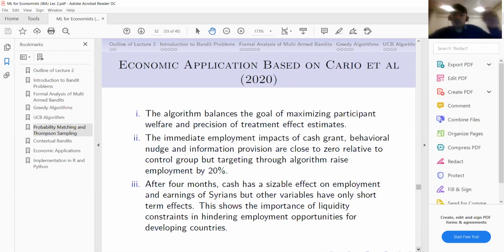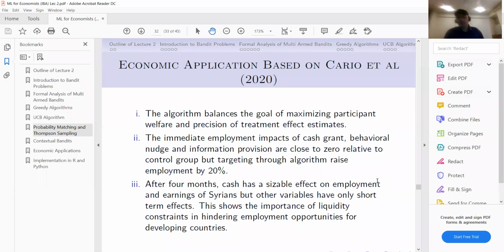And these probabilities of allocation will be, remember, determined by the Thompson sampling algorithm, because Thompson sampling tells you the probabilities with which you should choose all of these actions. So they find a systematic way to allocate people to all these 4 treatments. And they find that after 4 months, the cash grant has a very sizable effect on the employment and earnings of Syrians, but other variables only have short-term effects.